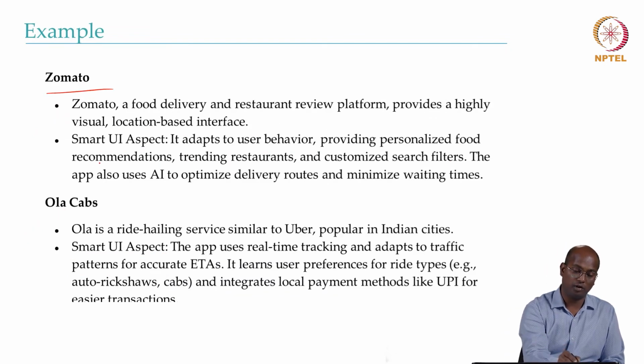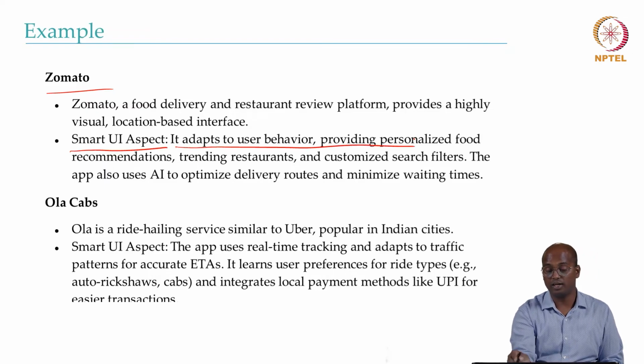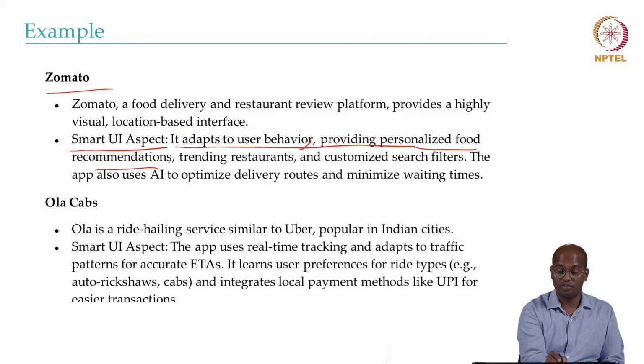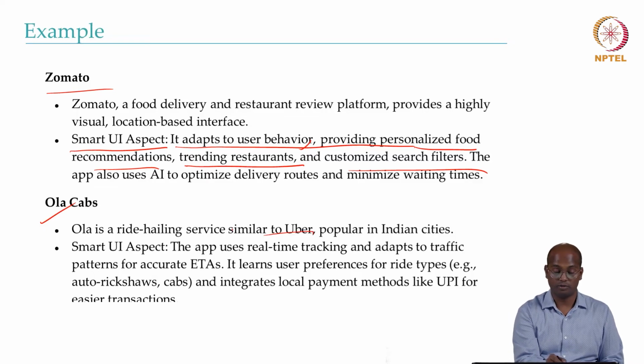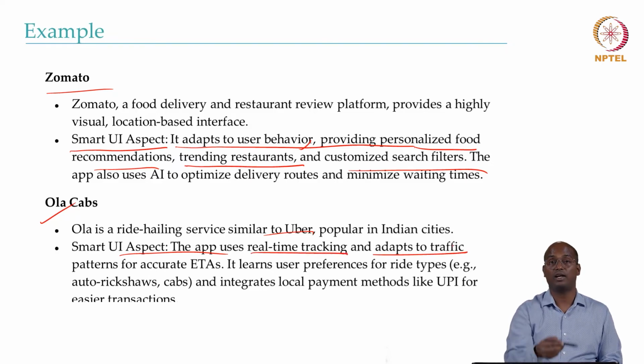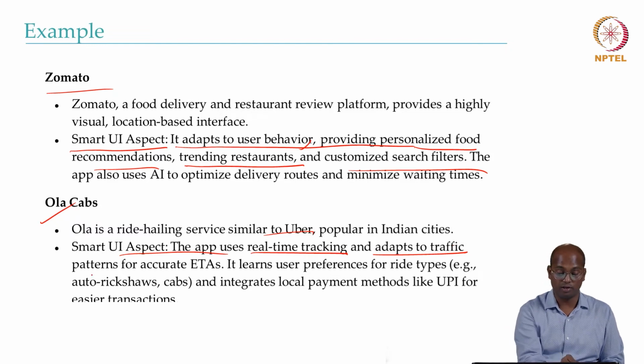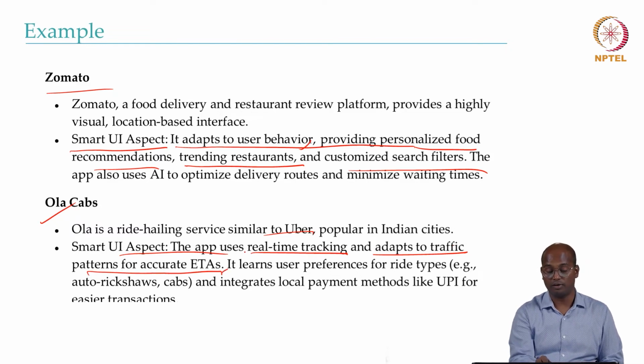Similarly, consider the case of Zomato, and all the smart UI aspects it has to adapt to user behavior, personalize food recommendations, trending restaurants, and so on. Similarly, Ola, one of the popular car services, similar to Uber. You can also think of the other smart UI aspects they have, like real-time tracking, where your driver has come, how far they are, adapting to the traffic patterns for accurate estimated arrival time.